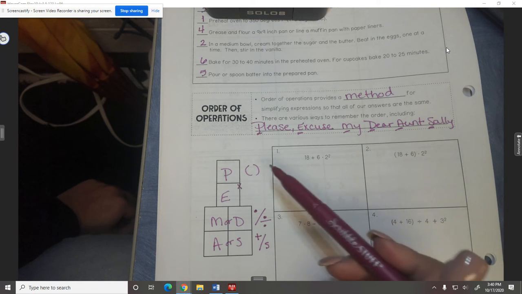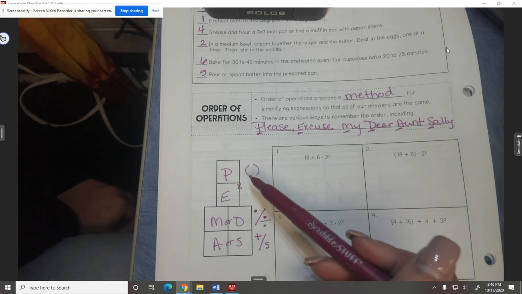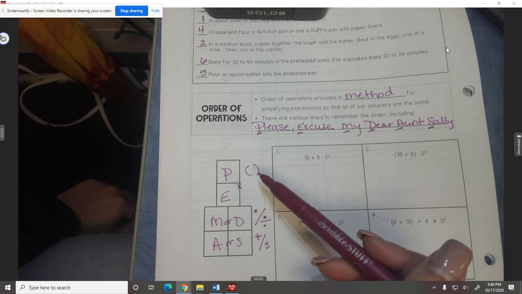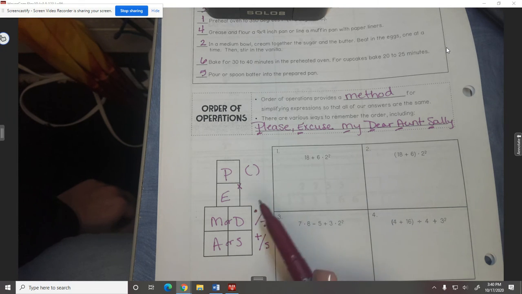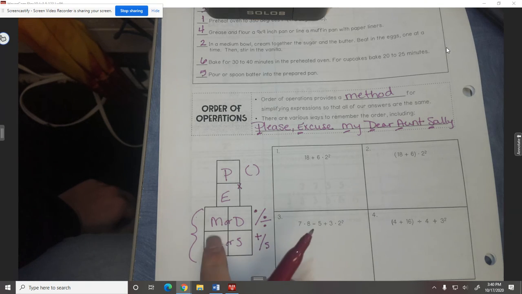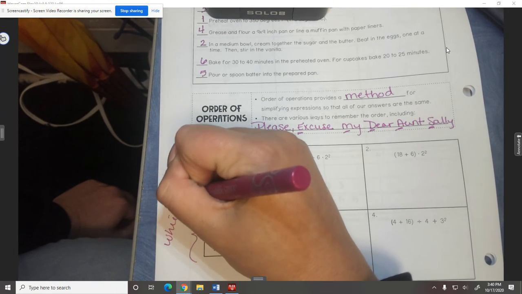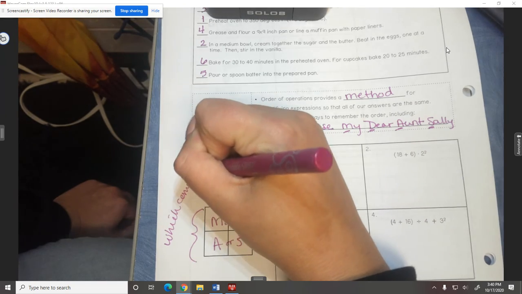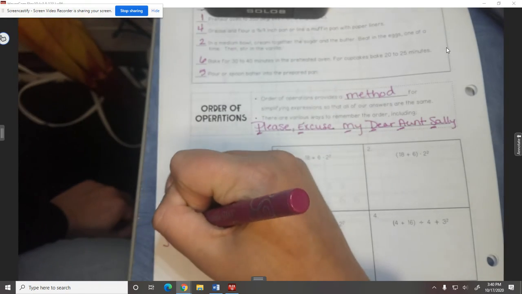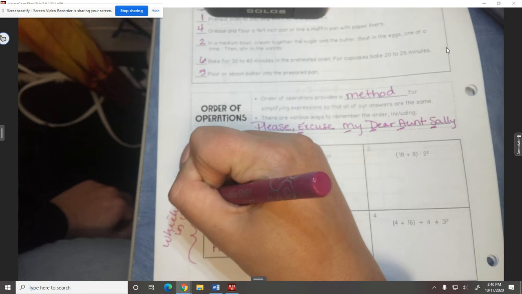Now, this is like our checklist, and so we check, do we have parentheses first? Okay, then we move to exponents. When we get down to these two right here, these are slightly different. This depends on which comes first in the problem.